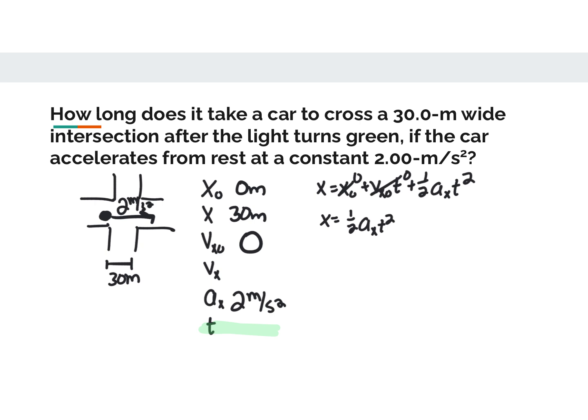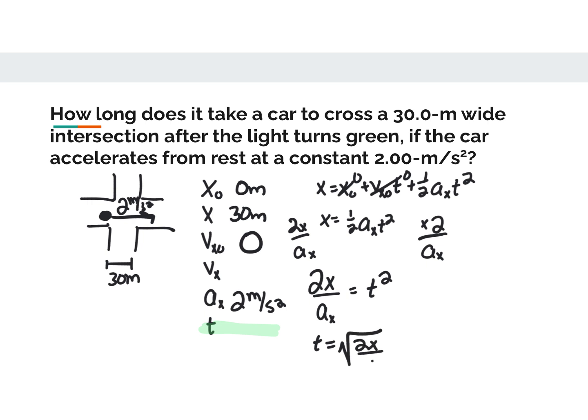This is where, remember, we have people from Algebra 2 all the way through Calculus. You're all bringing a different amount of math in. No matter how hard this is for you, you're normal. I'm going to multiply both sides by 2 and divide both sides by acceleration. So this will say 2x over acceleration equals time squared, or time is the square root of 2x over acceleration.